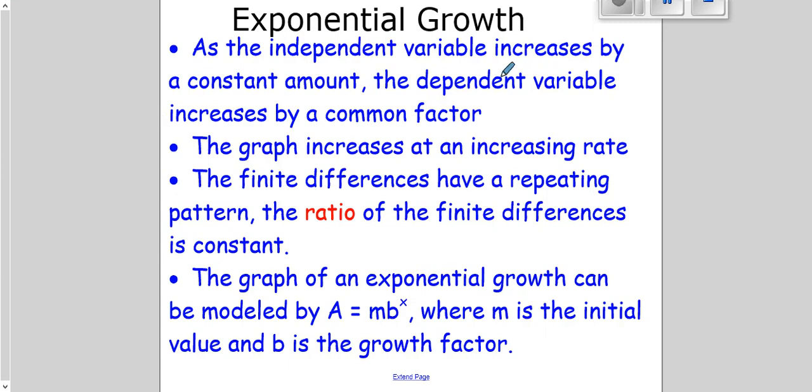Okay, so a few notes on this. So you might want to pause here to take these notes. We have our independent variable increases by a constant amount. The dependent variable increases by a common factor. So that's multiplying it by 2 if it's doubling, multiplying it by 3. It's whatever the growth rate is, okay? So it's increased by a common factor. I'm going to just put here growth rate.